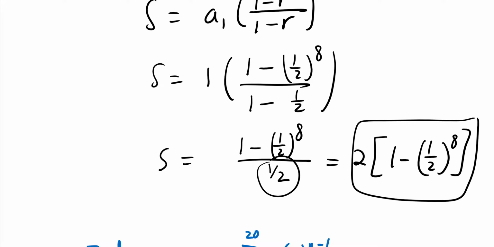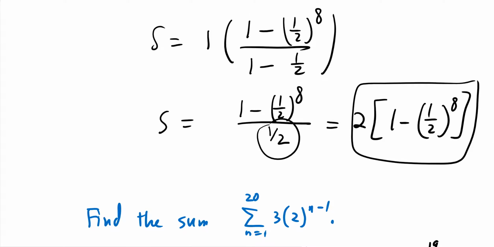Let's look at a slightly different kind of example. Find the sum of this using sigma notation, or summation notation, from n equals 1 to 20 of 3 times 2 to the n minus 1. So what do we do for this one? If you don't know where to start, the easiest thing to do is start substituting n equals 1, n equals 2, n equals 3 and see what you get.